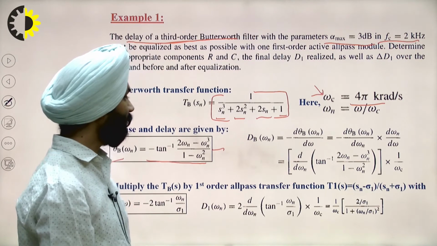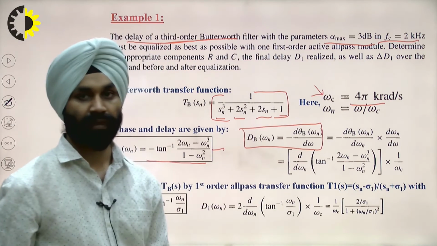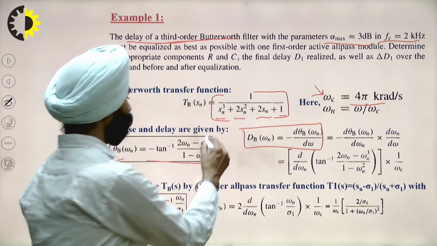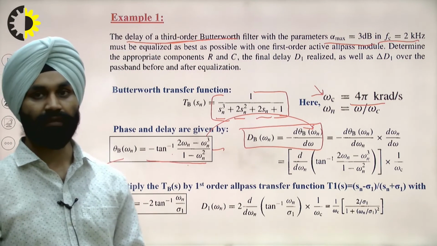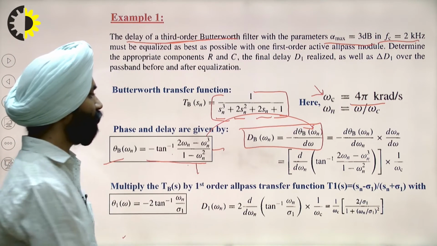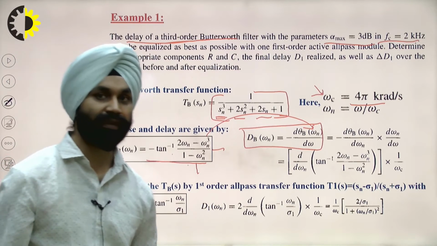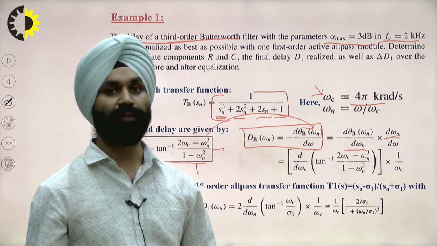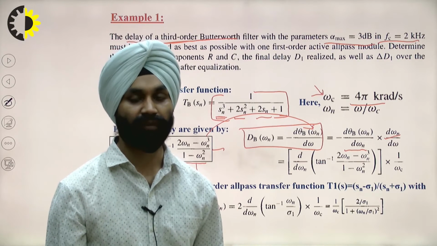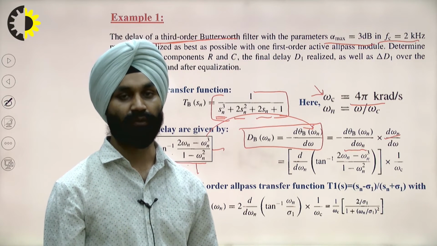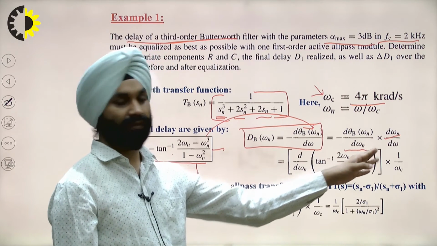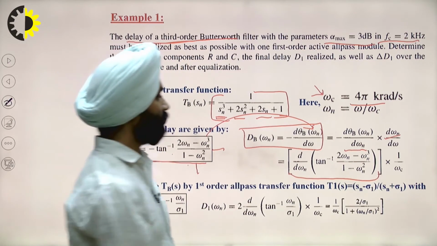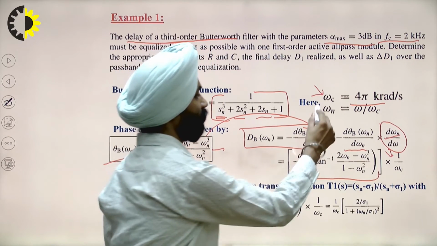The delay can be found by the negative derivative of the phase. So this is the phase response, and we take its derivative with respect to omega. One thing to note: this is a function of omega n, since we have normalized Sn. So we have to take the derivative with respect to the normalized value, multiplying with omega and dividing by d omega n. With that we can calculate the derivative with respect to the normalized frequency omega n, which will give omega c from this equation.